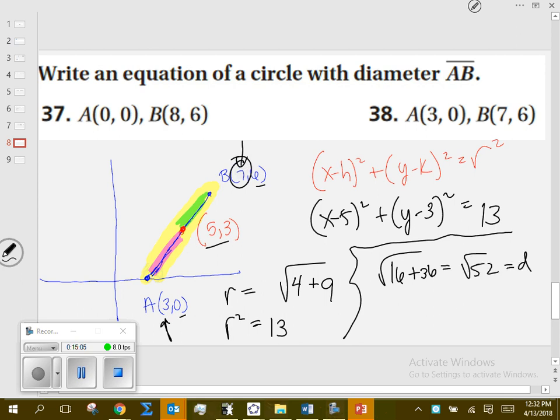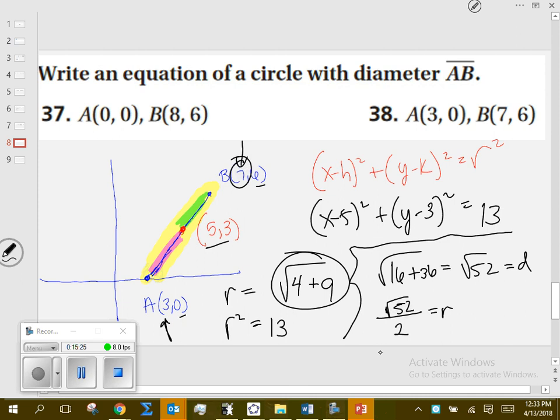Okay? And that is my diameter, correct? What do I need to do with that to find my radius? Divided by 2. So we get radical 52 all over 2. That would be my radius, right? That would be r. Okay? That doesn't look anything like radical 13 right now, right?